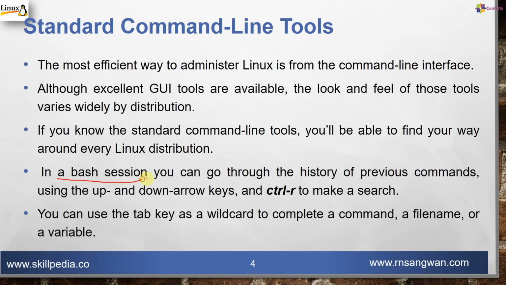In a bash session, you can go through the history of previous commands using the up arrow key, down arrow key, and Control R to search from the history. You can use the tab key to complete a command, a file name, or a variable. Control R, up arrow, down arrow, command line completion, history. Let me demonstrate these things.